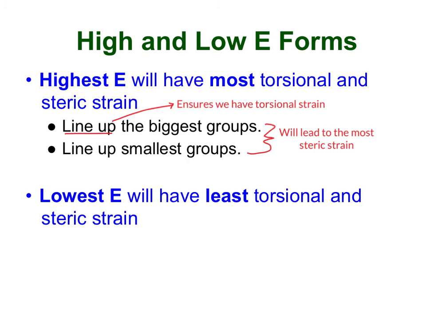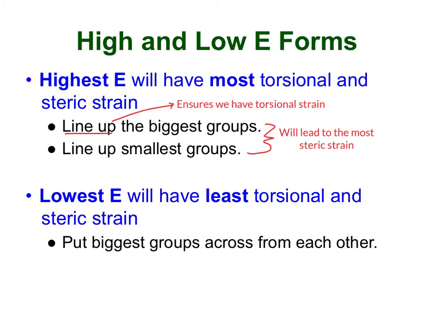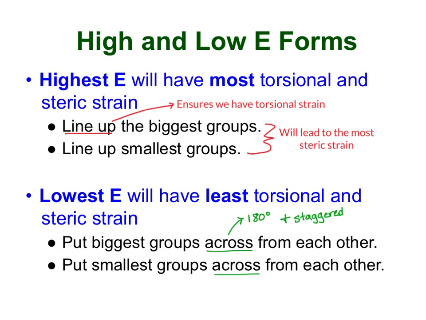Now to get the lowest energy, we're going to use a really similar process, but do one part different. We're going to take the two biggest groups and make them across from each other. And remember, that's exactly what it looked like for the anti-conformation for butane. You take the biggest groups and they were across from each other, 180 degrees, and everything's staggered if we do that. And then we might have more than one group on there, so we're going to put the smallest groups across from each other. And just like before, if we do the biggest and the smallest, that will ensure that the two medium groups are the furthest away from each other. So that's going to cause us to have the least steric strain.